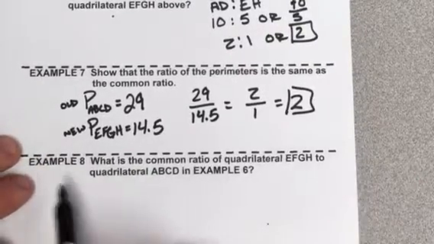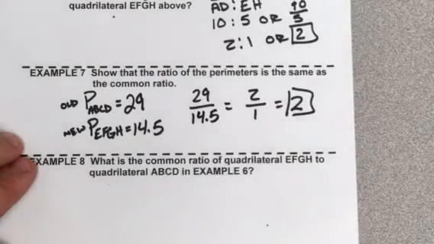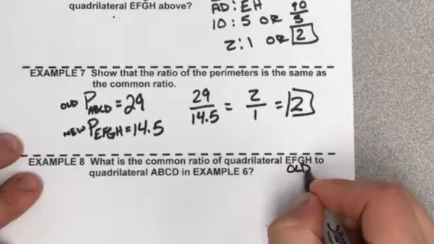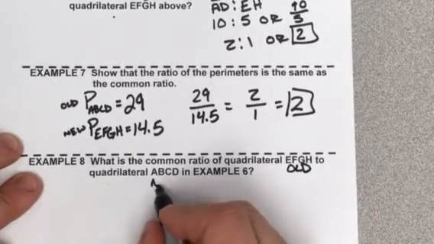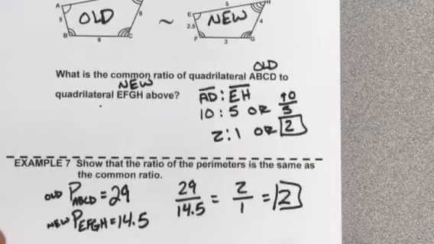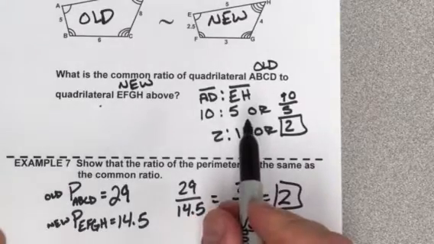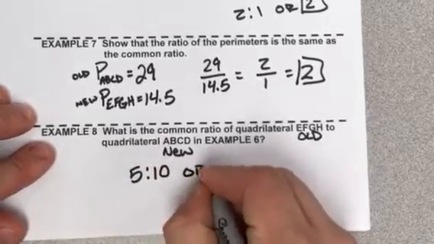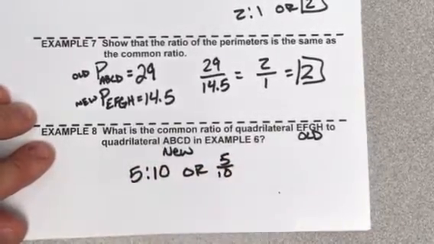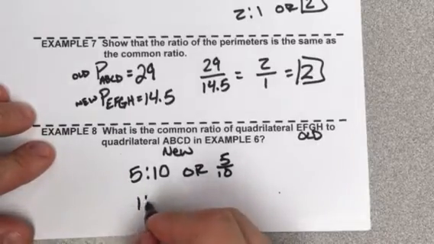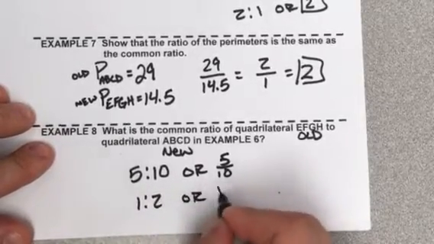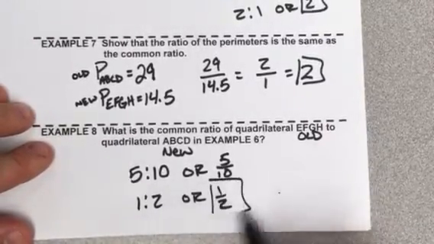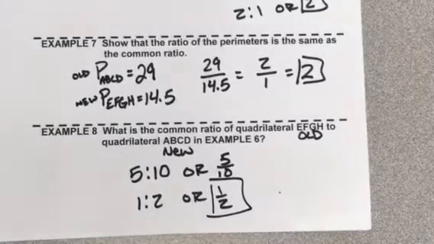Looking down at example 8, this is what I told you to be careful of. All they've done here is take and say EFGH is now my old and ABCD is now my new. So instead of saying 10 to 5, I'm going to say 5 to 10 or 5 over 10. And yes, the order matters because now I have a ratio of 1 to 2 or a ratio of 1/2. It's another way to say that. So please make sure that you're being careful. Put the new on top every time as you're going through.